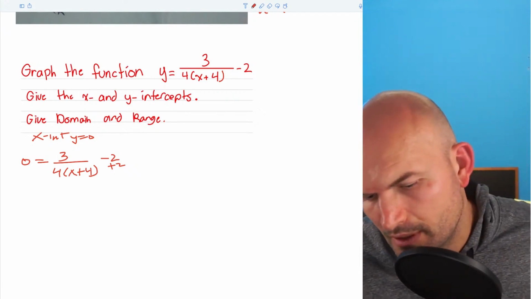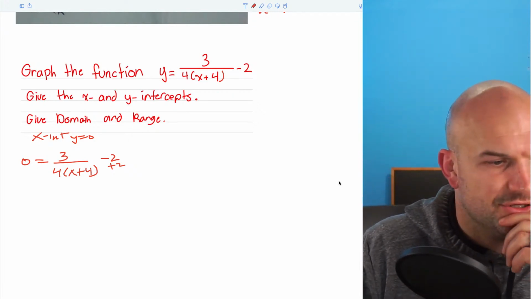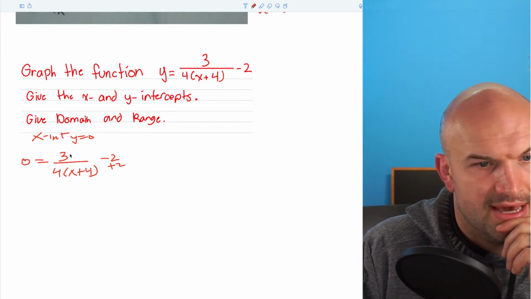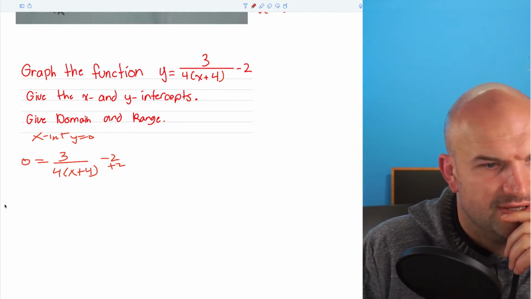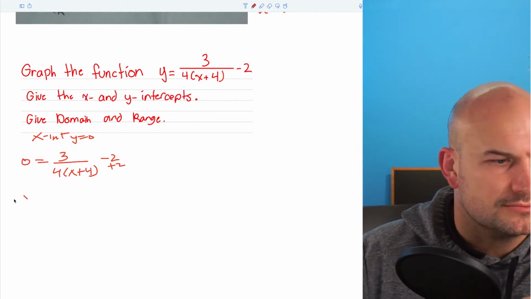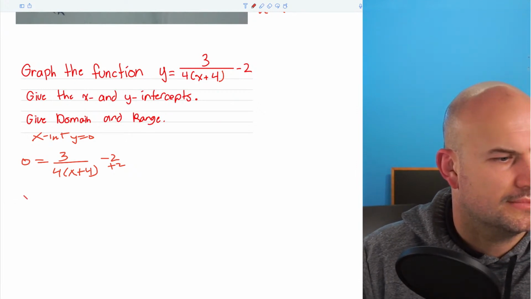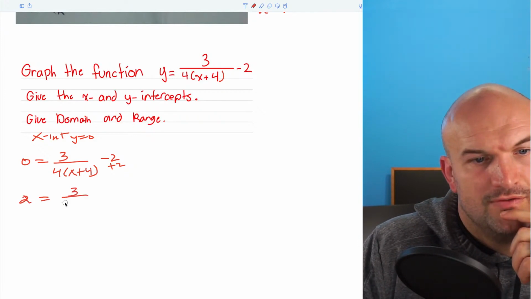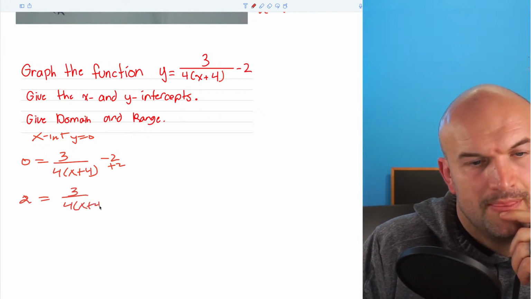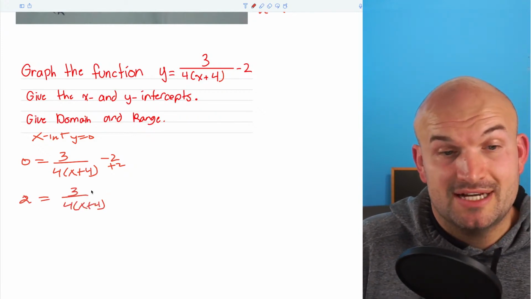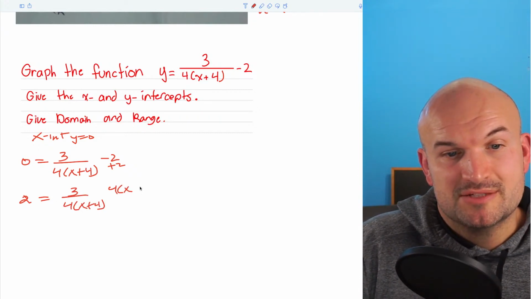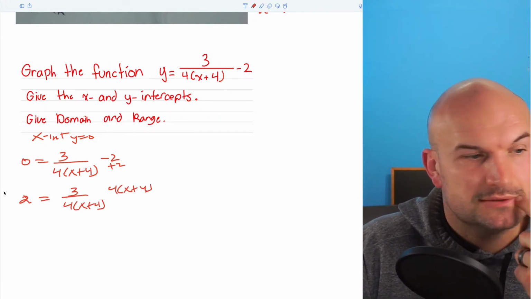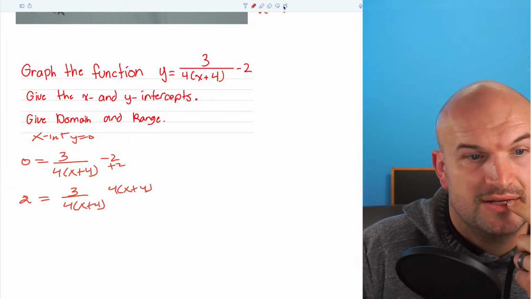There you go. Okay. So then I add 2 on both sides, and then now what I should have is a 2 is equal to a 3 over 4 times x plus 4. All right, so now we got to get the x off the denominator, so I'm going to multiply by 4 times x plus 4 on both sides. Ooh, ran out of space. Let's move that in there.